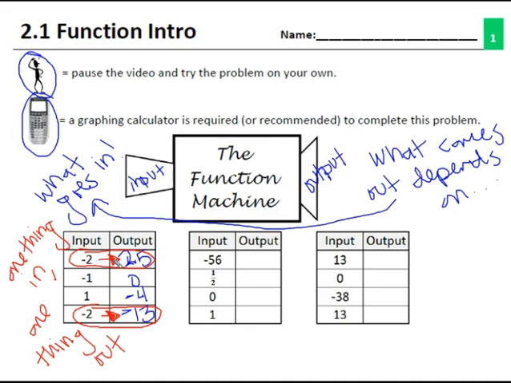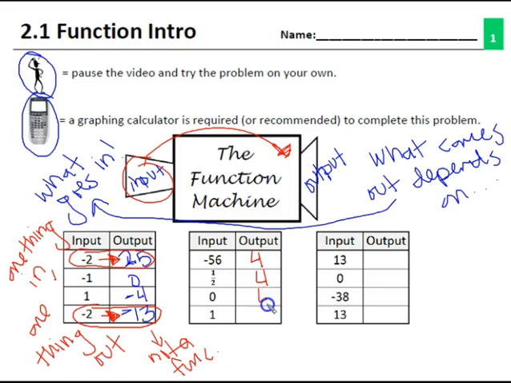So in this case, since the numbers are different for the same input value, this would be not a function, because it doesn't follow this idea of one thing in, one thing out. You put one thing into a machine, you only get one thing out. Well, we'll try the next one.